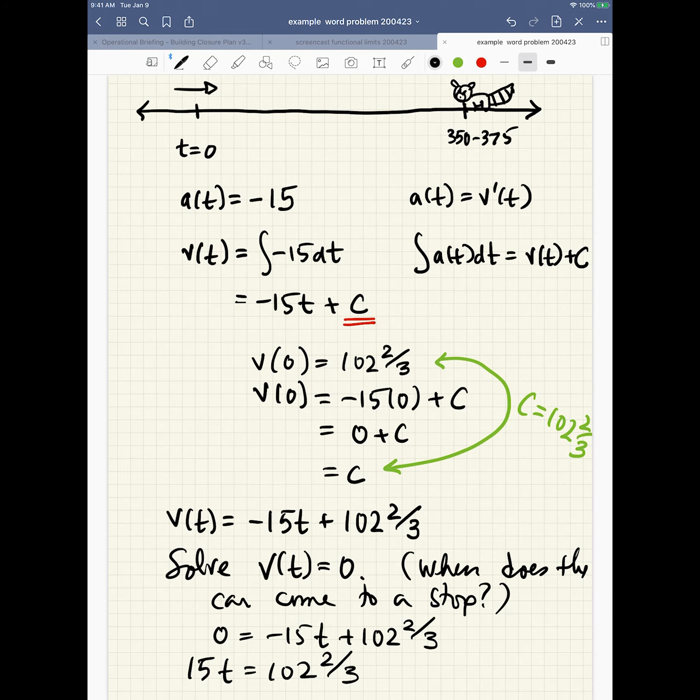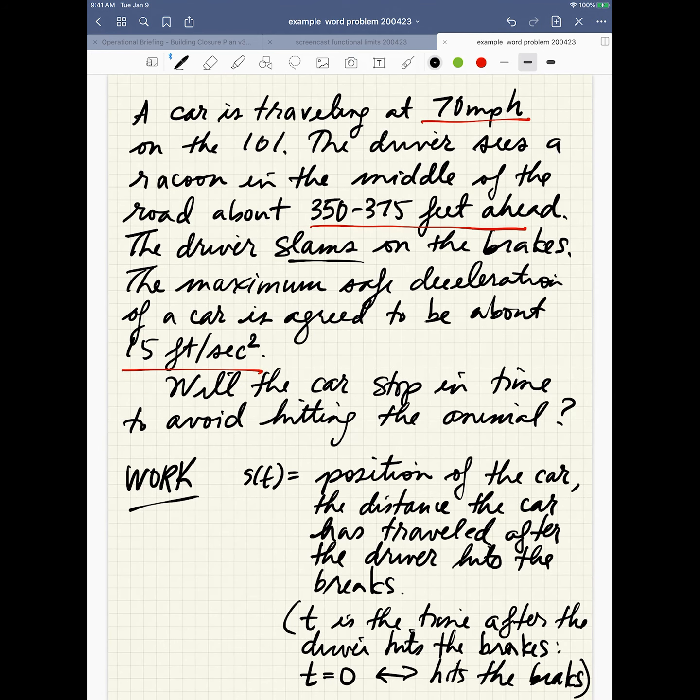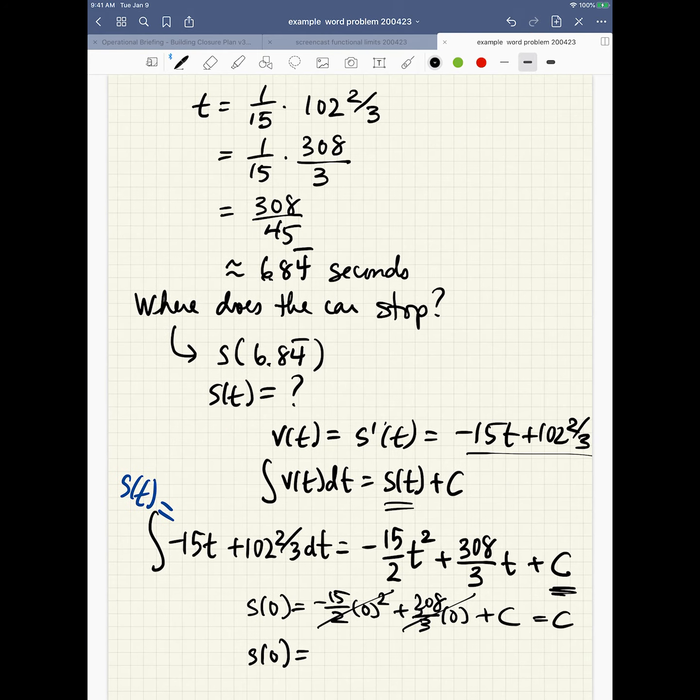I'm going to page back one more time. Well, actually, and one more time. And here's the definition of S of t. It's the position of the car, the distance the car has traveled after the driver hits the brakes. So at time t equals 0, it's when the driver hits the brakes. So how far has the car traveled at the instant the driver hits the brakes? And the answer is 0. So the instant the driver hits the brakes, the car hasn't traveled any distance from where it was when it hit the brakes. So these things together tell us that for the purposes of the position function, C is 0.